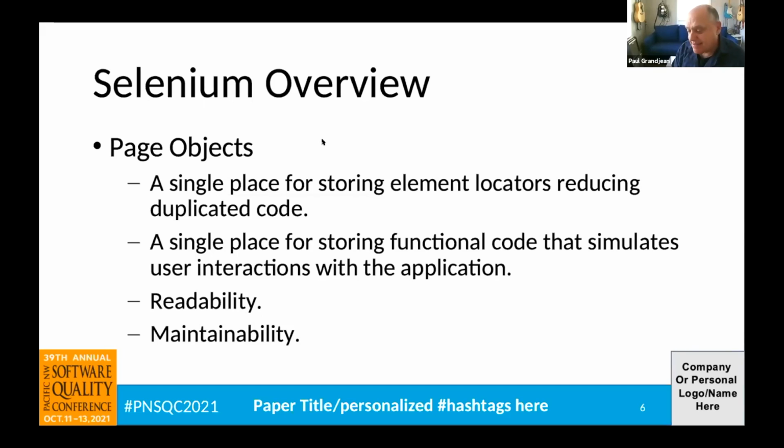So how you handle that is you write a page object. The locators are all in one spot. When the application changes, you change the locators in one spot. The tests don't change at all. And so the page object serves as a middleware for managing those locators. The methods in the page object are also a single place for storing the code that runs the user interactions that you're simulating. So that's page objects.